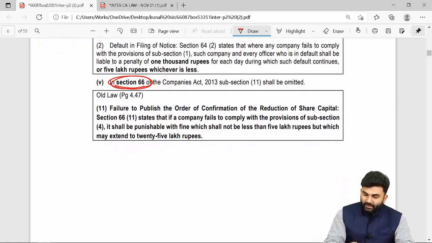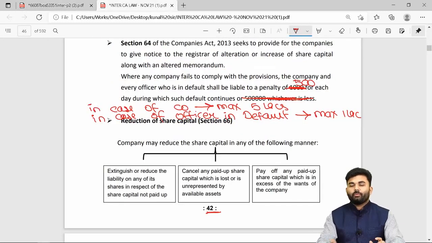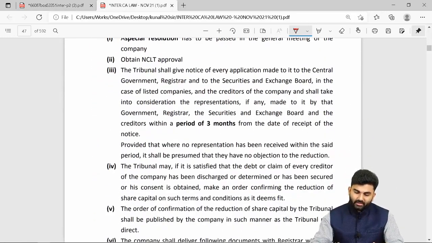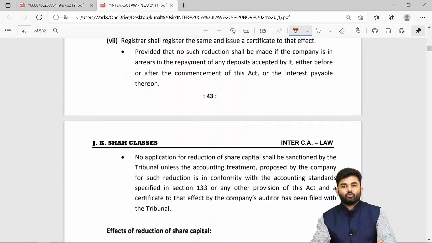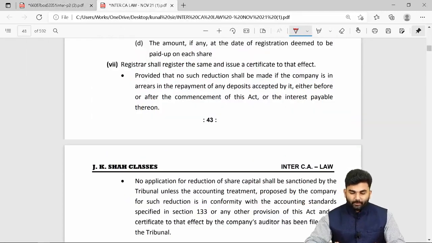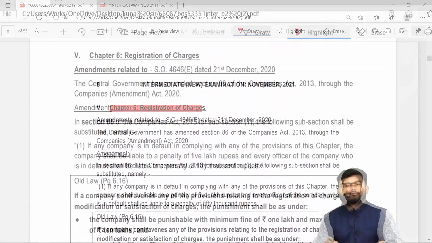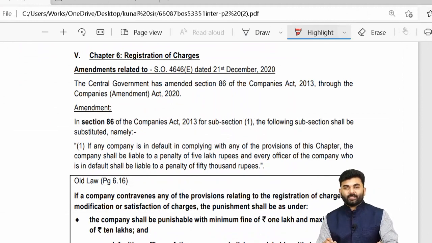Okay, the last change over here is under section number 66. It says subsection 11 shall be omitted, which was the penalty part, which is to be omitted. Section number 66 towards the end, the penalty part is to be omitted. Over here we have successfully completed the amendments of chapter number 1, 2, 3 and 4, and the changes are being made as per the RTPs issued by the Institute of Chartered Accountants of India. No change is required to be made in case of chapter number 5, that is deposits.